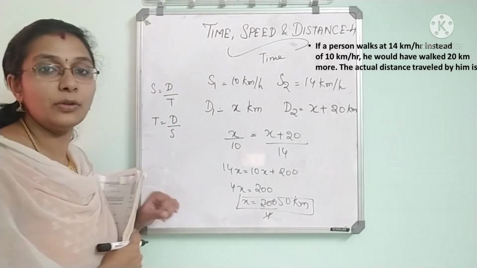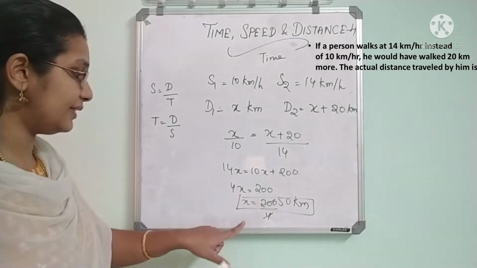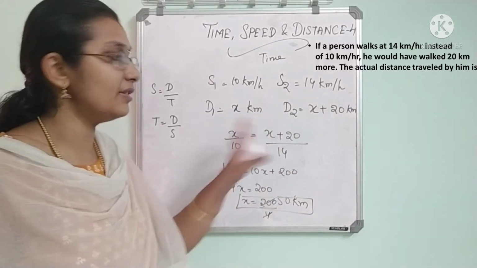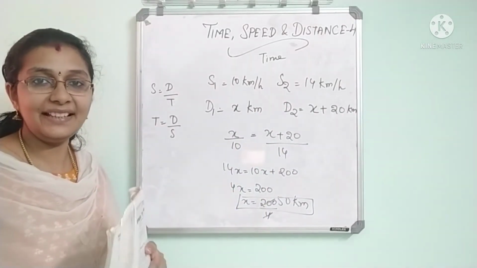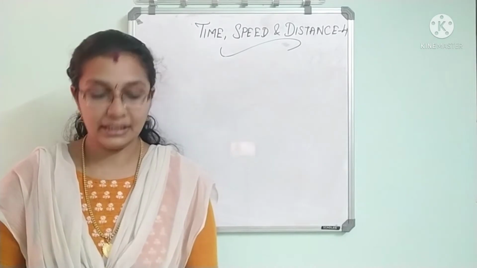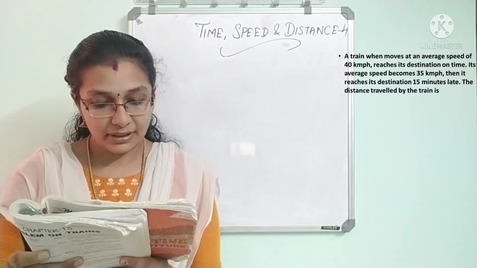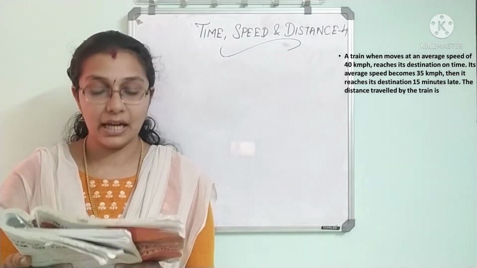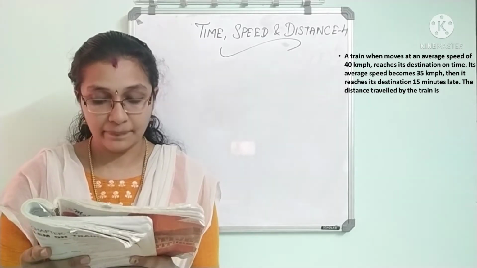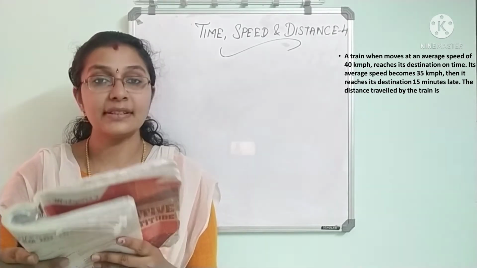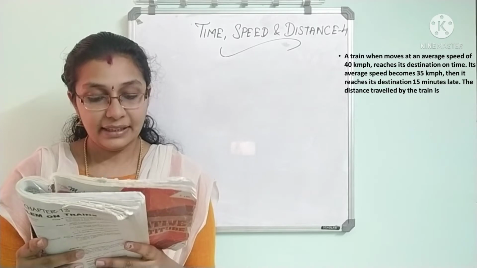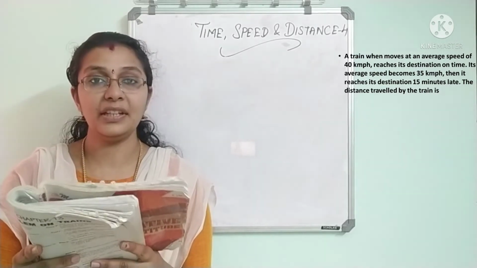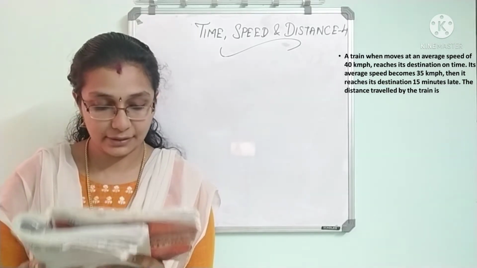If our question is what is the current distance, we will say it as 50 plus 20, which is 70 kilometer. Clear? Yes. Now we will get into the next question. A train when moves at an average speed of 40 km per hour reaches its destination on time. When its average speed becomes 35 km per hour, then it reaches its destination 15 minutes late. Find the distance of the journey.